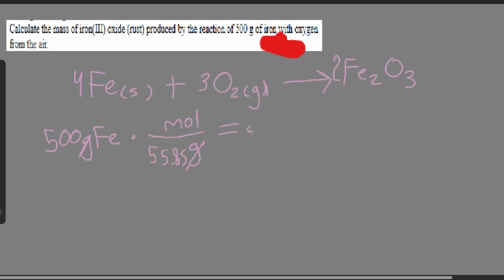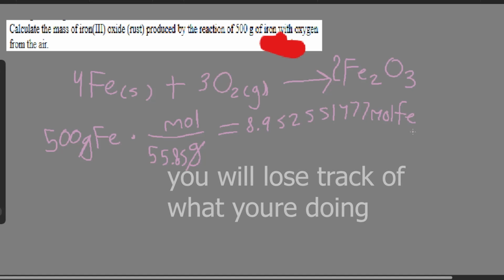This equals 8.952551477 moles of Fe. And always write the moles and the compound or element it's associated with, because if you don't, you're gonna get lost in the sauce.